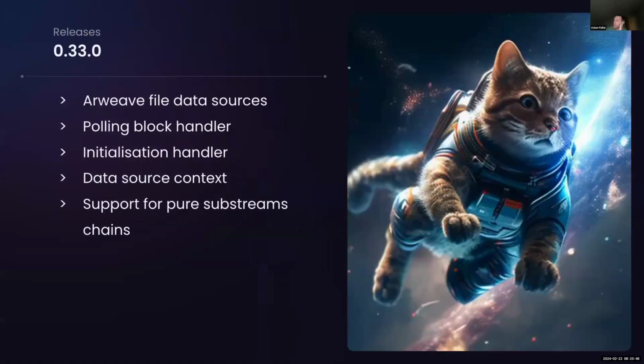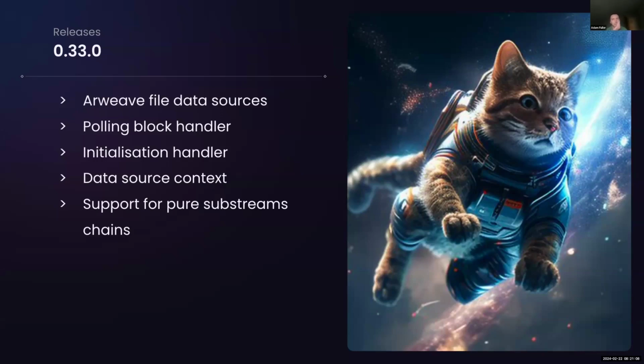Yeah, so there've been a couple of releases, as I said. So release 33 at the back end of last year. This featured a bunch of the stuff that we talked about last time. So everything from file data sources and polling, sort of infrequent block handlers, through to data source context. So being able to provide more information in the manifest, which can then be accessible in mappings, as well as support for pure substreams chains.